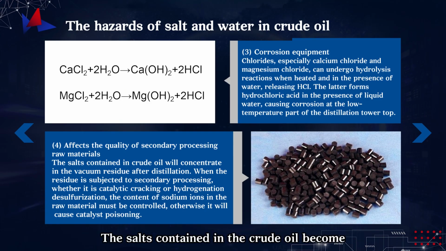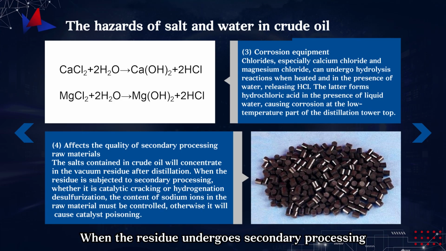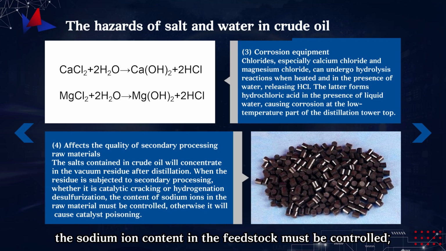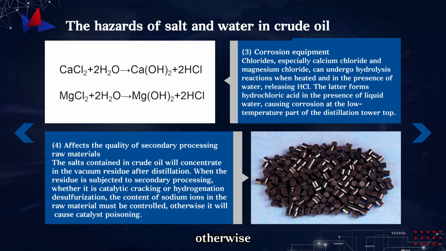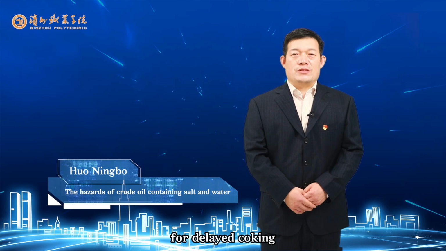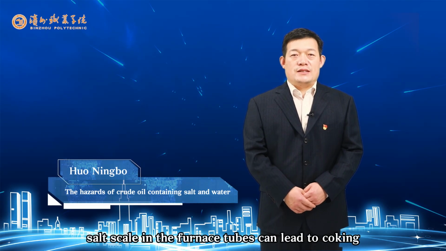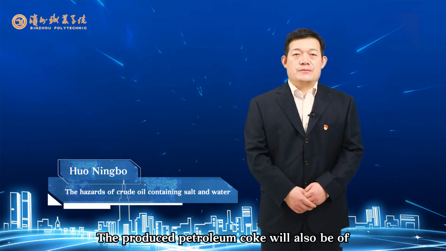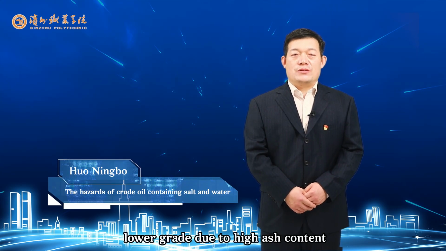The salts contained in the crude oil become concentrated in the vacuum residue after distillation. When the residue undergoes secondary processing, whether catalytic cracking or hydrodesulfurization, the sodium ion content in the feedstock must be controlled, otherwise, it will poison the catalyst. When high salt residue is used as feedstock for delayed coking, salt scale in the furnace tubes can lead to coking. The produced petroleum coke will also be of lower grade due to high ash content.